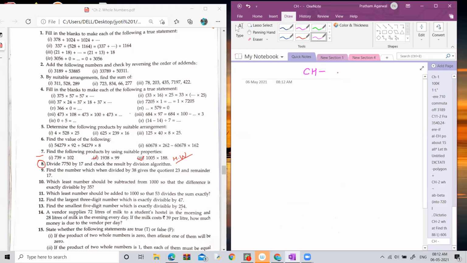Okay, children, on demand, I'm going to explain to you the third part of question number 7. Question number 7, third part, right? Find the following products by using suitable property. You have to find the product of these two numbers, 1005 and 188.